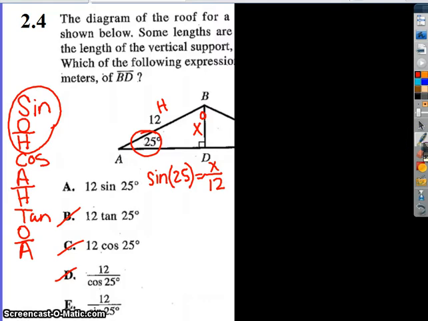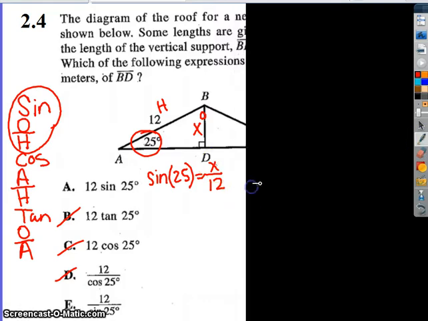So when you look at this, think about getting x by itself. If I want to get x by itself, it's being divided by 12. I would do the opposite and multiply it by 12. And what I do to one side, I have to do to the other. So x would be equal to 12 multiplied by sine 25, which is A.